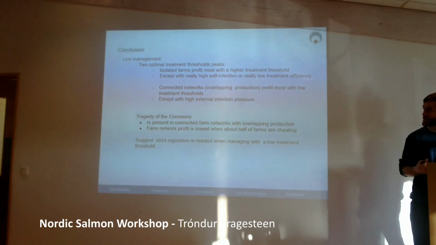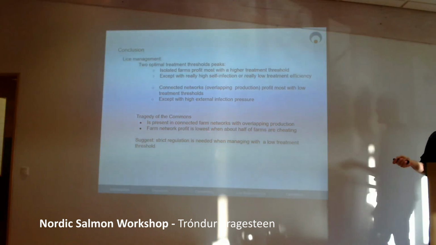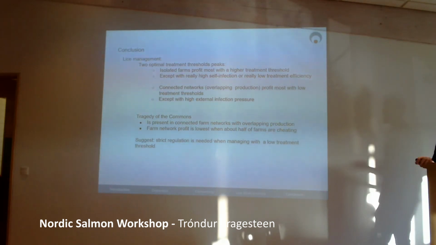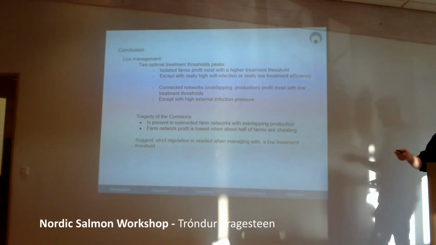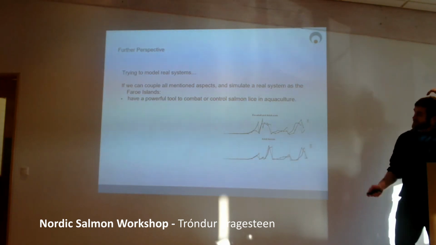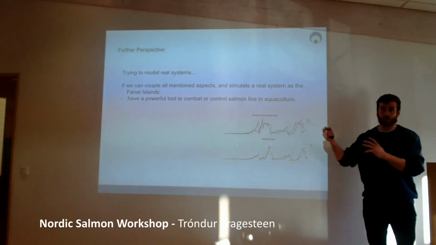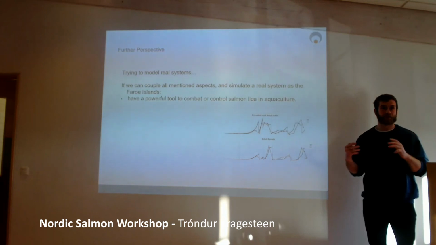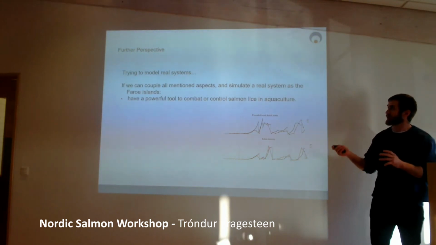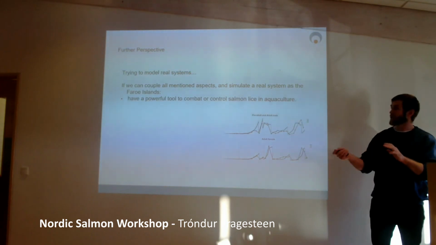Tragedy of the commons is present in connected farm networks with overlapping production, and farm network profit is lowest when around half of the farms are cheating, which I mentioned just before. In future perspective, what we're trying to do at Fiskalning is apply this knowledge. What I showed you before was a fictive, idealized system, but now we're trying to take all this knowledge and model a real system.